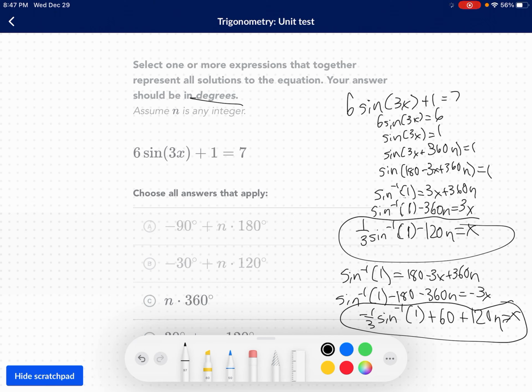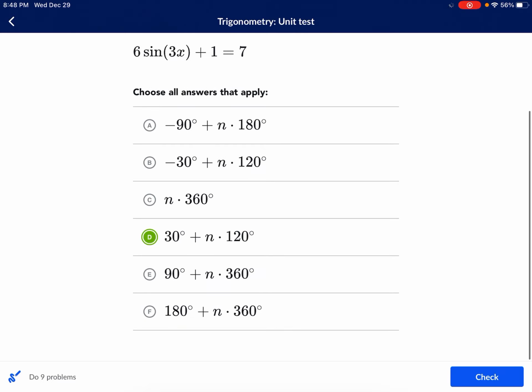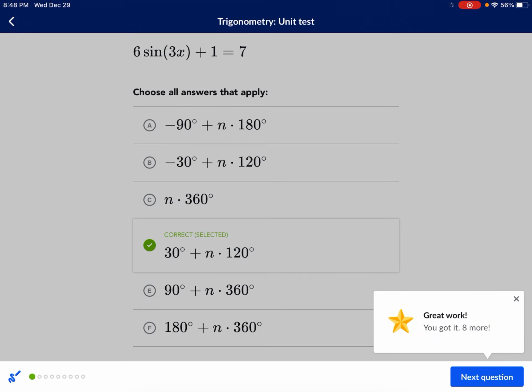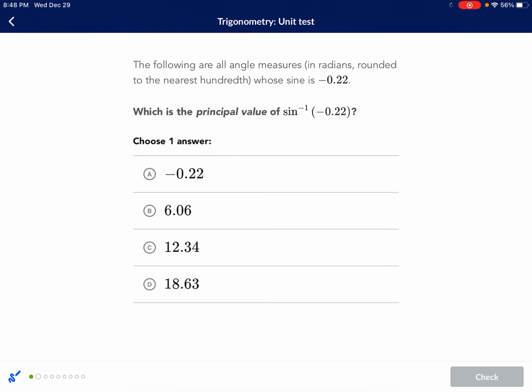1/3 inverse sine of 1 minus 1. No, I don't need to do that. So this is 30. And this, okay, hold on. -1/3 inverse sine of 1 plus 60. This is also 30. It's 30 plus 120n. Nice.